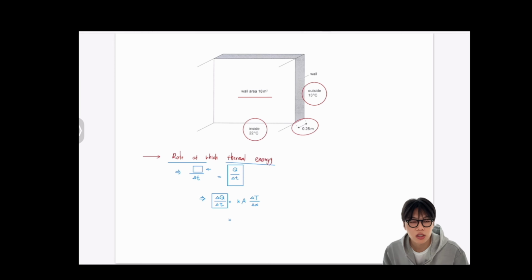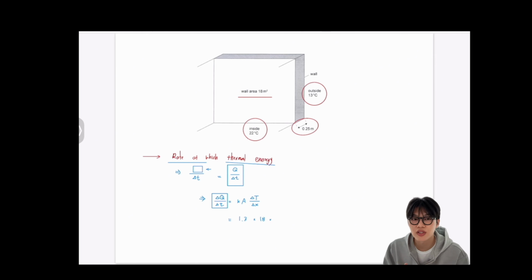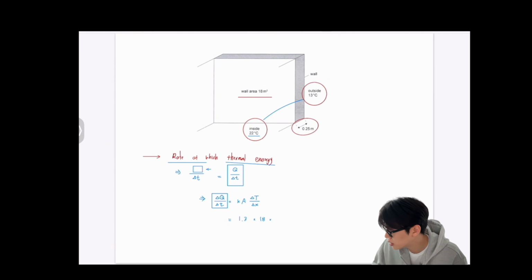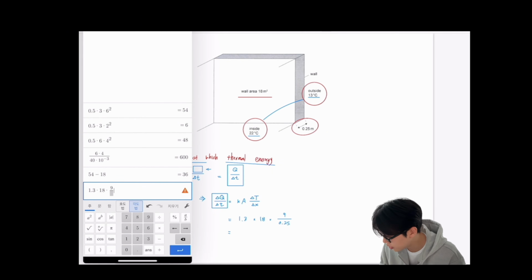If you see the question, the thermal conductivity of the wire is 1.3, and A is the area, so that's 18. Delta T is the temperature difference between inside and outside. Inside is 22 and outside is 13, so the temperature difference is 22 minus 13, which is 9 degrees. Delta X is the thickness of the wire, in this case 0.25. So our thermal conductivity is 1.3 times 18 times 9 over 0.25, which is 842.4.